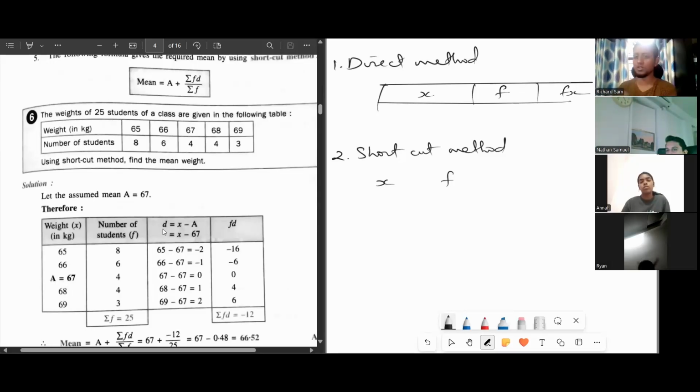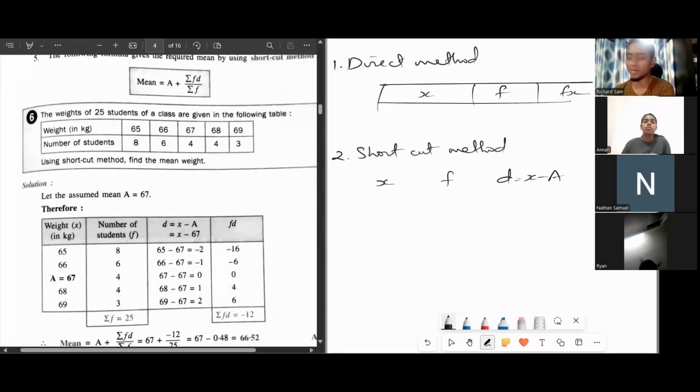Now next column is a new column called D. To find D, you have to do x minus A. Okay, so here if x is 65, you have to do 65 minus that assumed mean, 67. So what is 65 minus 67? Minus 2. Next, 66 minus 67, that's minus 1. Then 67 minus 67, 0. And so on, you'll get 1 and then 2. Okay, so our new column has much smaller numbers: minus 2, minus 1, 0, 1 and 2.